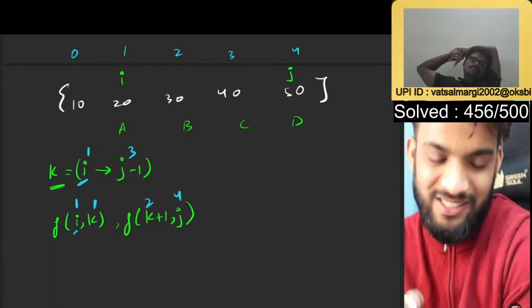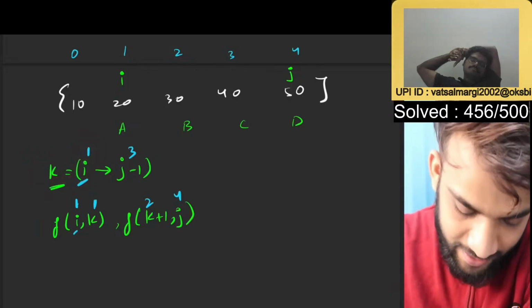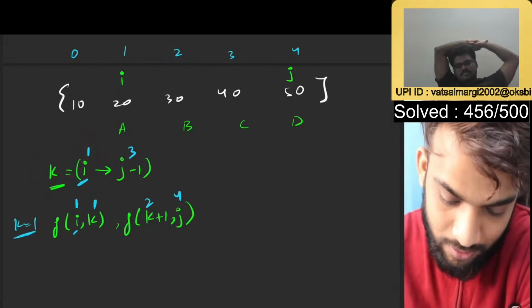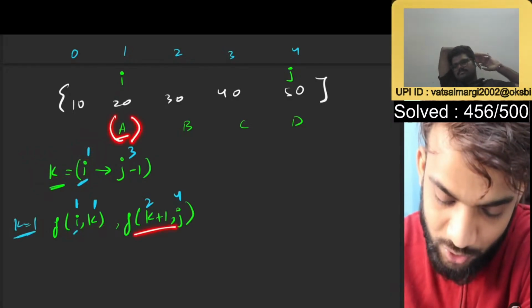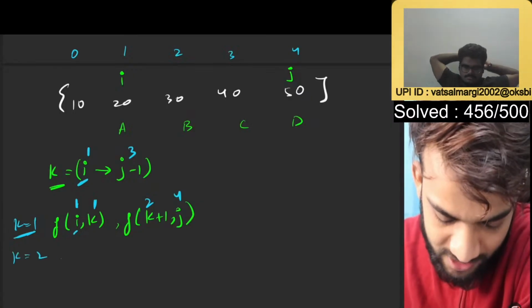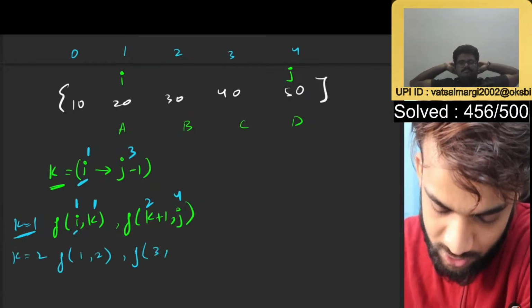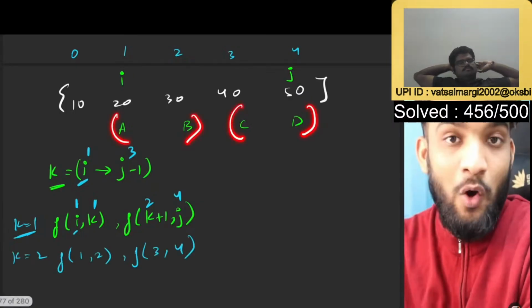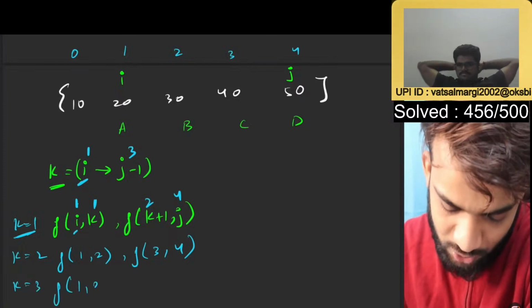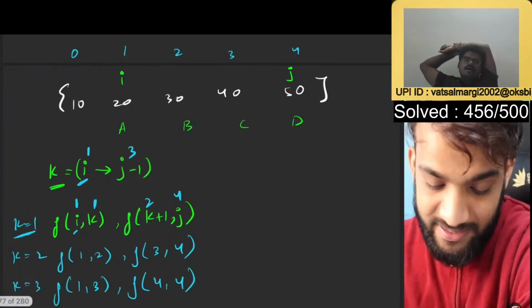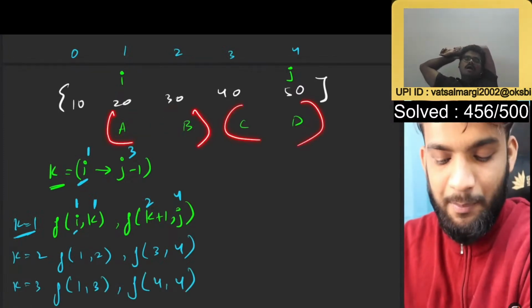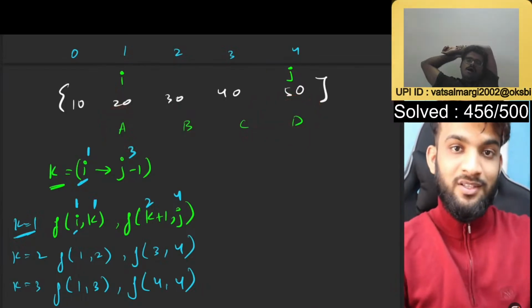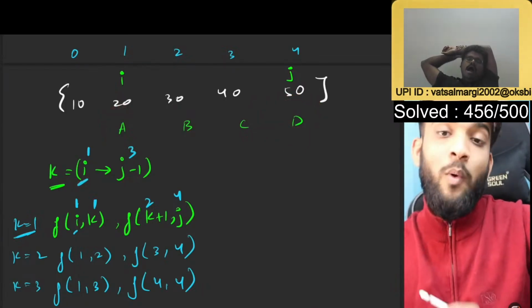J is 4. So whenever k is 1, I'm saying 1 to 1, which means just this guy, and 2 to 4, which means this guy. Next, when k is 2, I'm saying 1 to 2 and 3 to 4. Or if k is 3, I'm saying 1 to 3 and 4 to 4. Does that make sense? I'm basically trying to have different partitions. This can be one of the ways in which you can go from I to j minus 1. I hope you understood why I went till j minus 1.